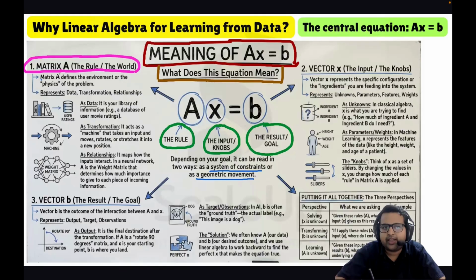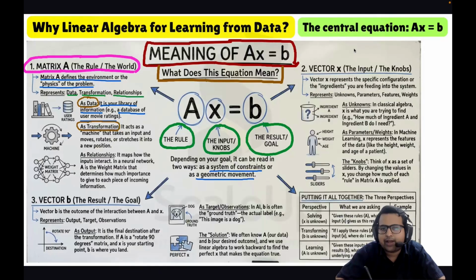Matrix A defines the environment or the physics of the problem. Matrix A represents the data, the transformation, and also the relationships. If matrix A is representing data, then you can treat it as your library of information, like a database of user movie ratings. So this matrix A can store data. It can even store transformations.